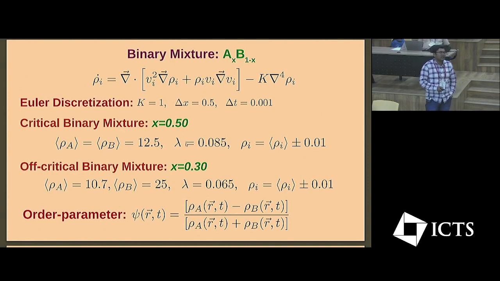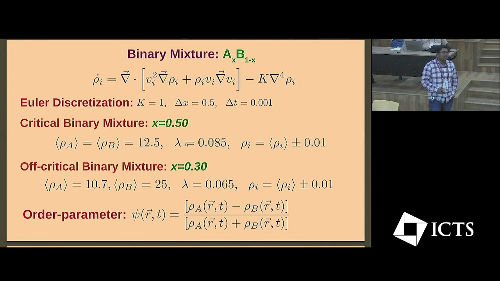So that gives lambda something like 0.085, which satisfies the instability condition. And the initial condition for this rho A and rho B is an average value of 12.5 plus or minus 0.01. Similarly, for a critical mixture, we set x equal to 0.3, and these are the numbers we have used. And then we define the order parameter like this.